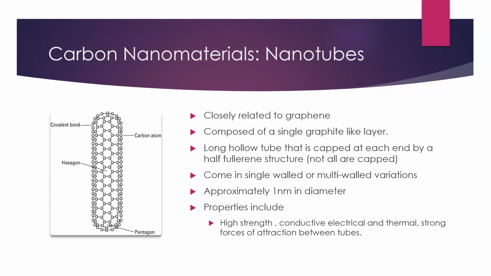Nanotubes have been in development for quite a long time and used in different drug delivery, superconducting materials and things like this in terms of research. They're closely related to graphene. They're a single graphite layer, but they're wrapped into long hollow tubes. You can have ones that are capped or non-capped, and they can be single-walled, i.e. a single layer, or multi-walled where you have layers within layers. They're only about 1 nanometer in diameter, but have incredibly high strength and can conduct electrical current because of that single unbonded electron.